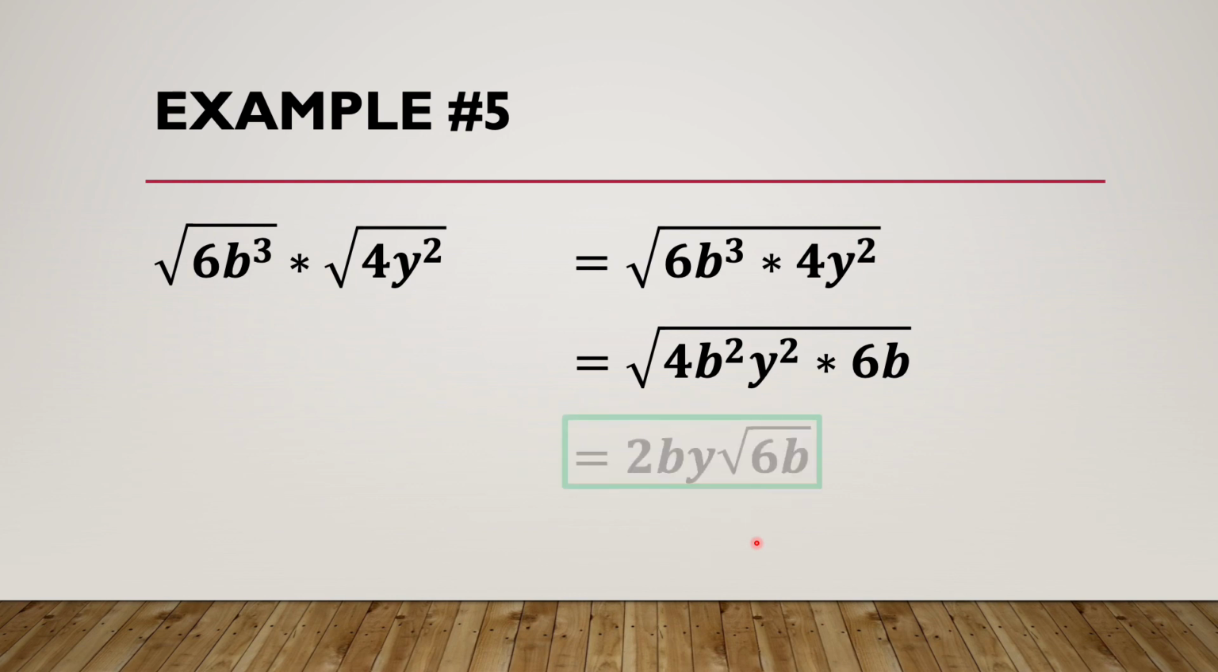Getting the square root. So, the square root of 4 is 2. The square root of b squared is b. The square root of y squared is y. So, ang matitira is the square root of 6b. The final answer is 2by square root of 6b.